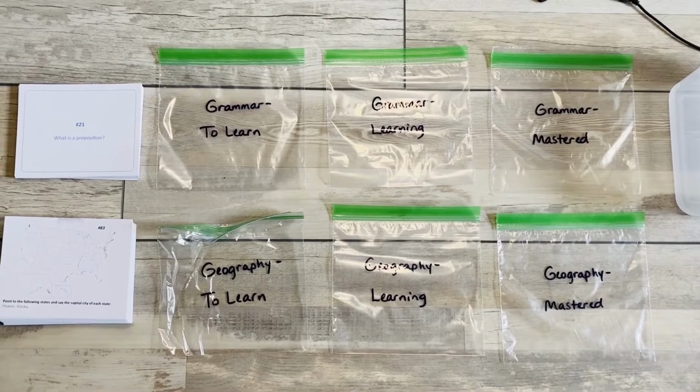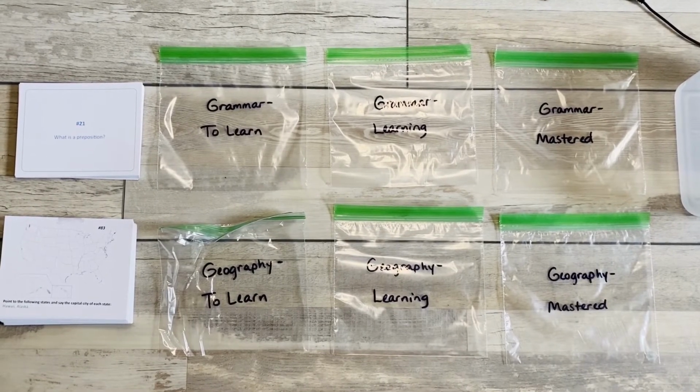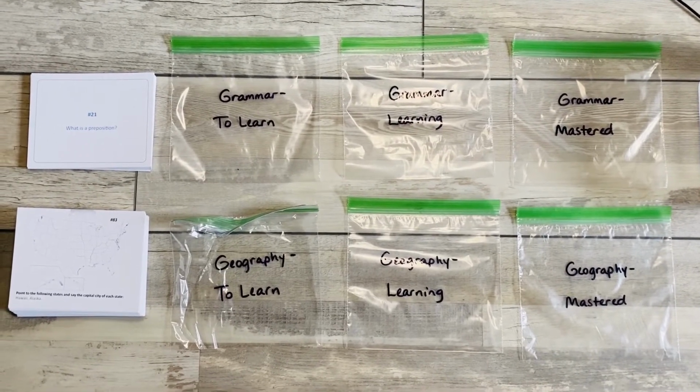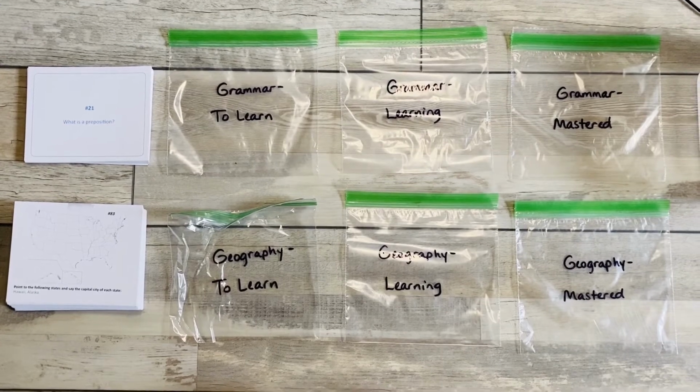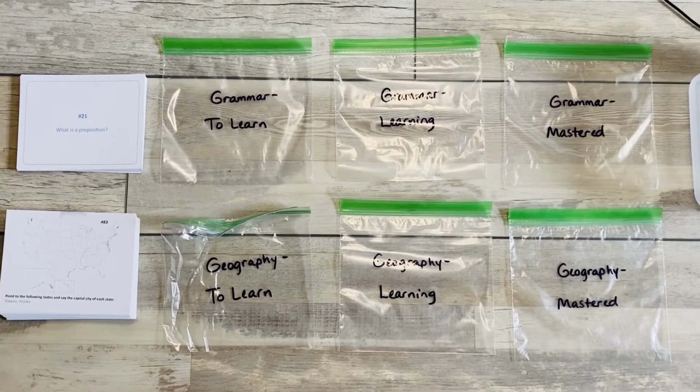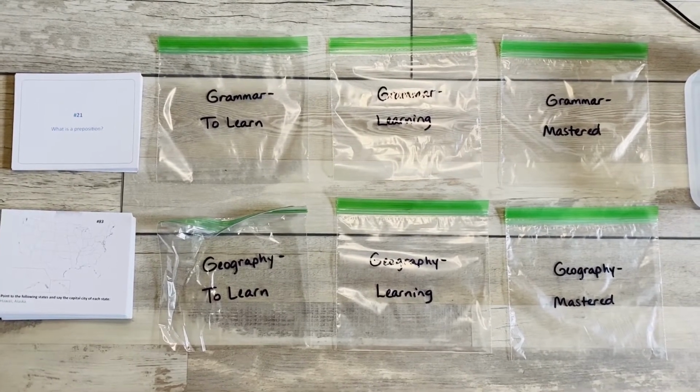For flashcard storage, I just pick up one of these card storage containers at Walmart or wherever. Here's how I set them up. We do geography cards and we do grammar cards. So we're gonna have 2 sets of flashcards that we are alternating each day. To store your flashcards, you're going to need 6 clear Ziploc bags that you're going to write on with Sharpie. I told you I'm super fancy. You want your Ziplocs to read Grammar to Learn, Grammar Learning, Grammar Mastered, and then the same thing again for geography. Geography to Learn, Geography Learning, and Geography Mastered.